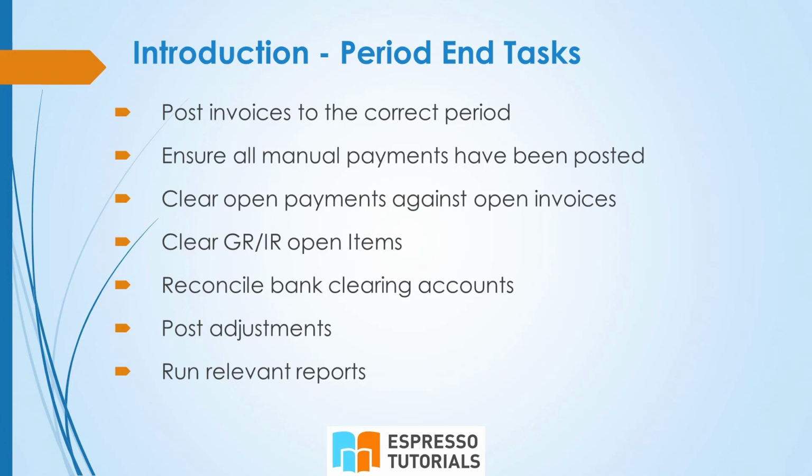Another task is ensuring that all the manual payments have been posted, and any open payments, including down payments, have been cleared against the relevant invoices. As part of the bank statement posting and reconciliation, Finance should have posted any manual payments, standing orders, and direct debits to either the bank clearing account or the supplier. So accounts payable just need to make sure that anything outstanding is posted to the correct supplier and any open supplier items are matched with the relevant invoices. The closing tasks for the GRIR account have been included in the GRIR section.